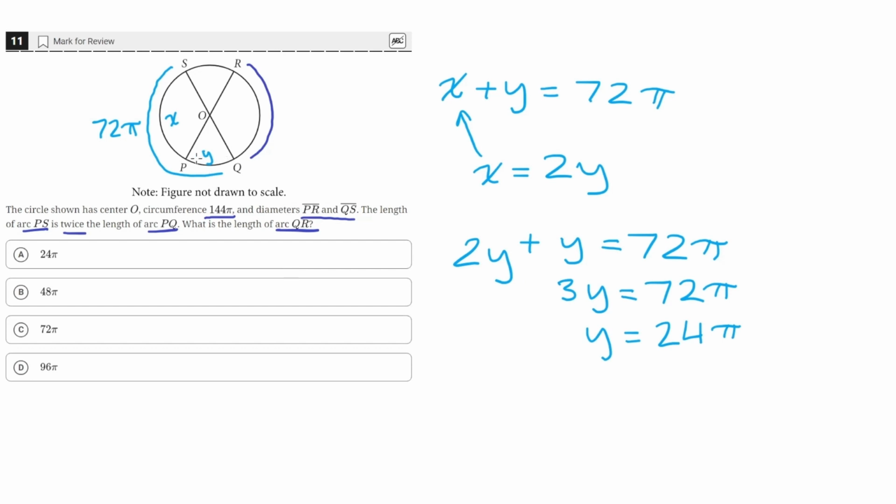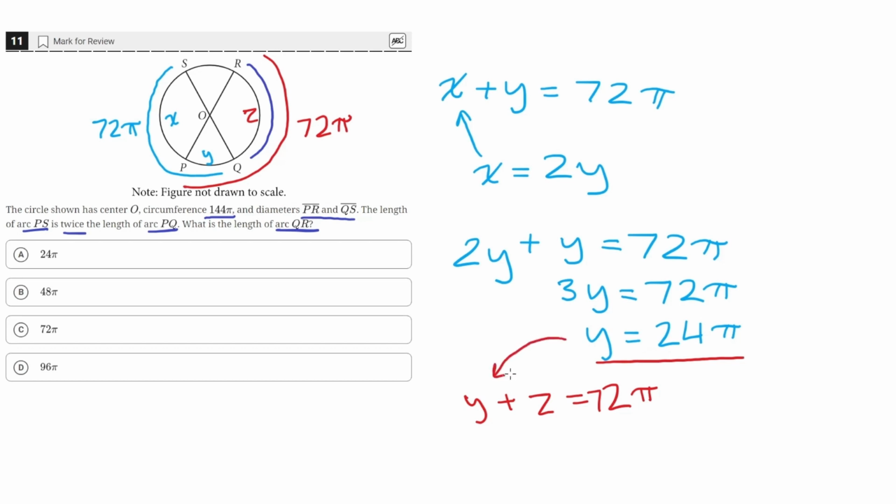So here, the length of arc PQ is equal to 24 pi. Now, in order to find the length of arc QR, we know that PR here is also a diameter, which means that the total length of this arc that goes from P to R is also 72 pi. So if we say that the length of arc QR is equal to Z, then Y plus Z is equal to 72 pi. But we know that Y is equal to 24 pi.